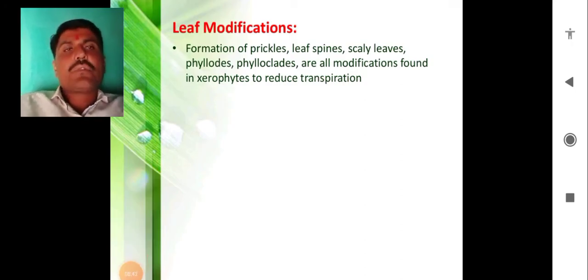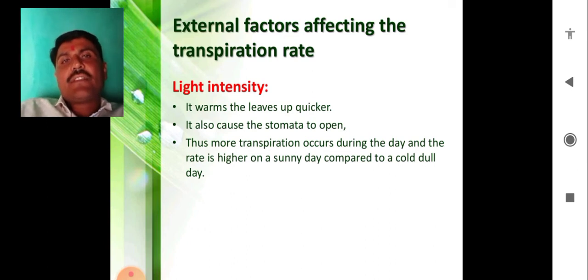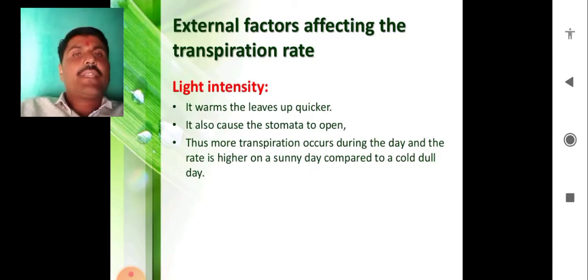Whereas the cladodes or phylloclades don't have any leaf surface, they are needle-like and pointed like a leaf, and don't show any transpiration; that is, they reduce the transpiration rate. Now the physical factors, or external or environmental factors, which affect or reduce the rate of transpiration.